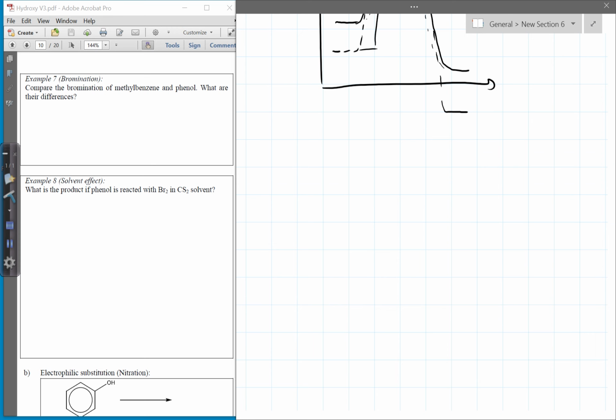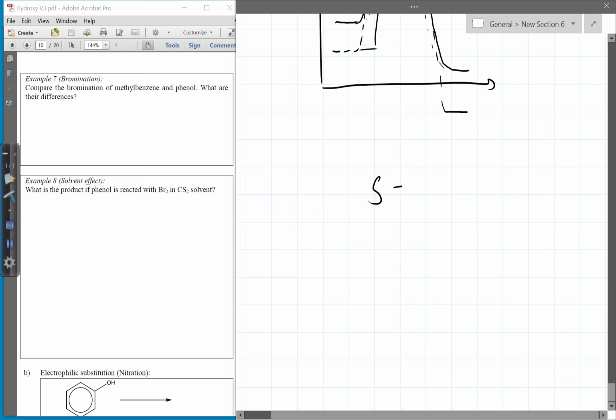So we know that in polar solvent, it will give you the trisubstituted, correct? In non-polar solvent, it will give you the monosubstituted. But for CS2, is it polar or non-polar? CS2 is non-polar, correct? This is the structure of CS2, just like CO2. So CS2 is non-polar. You have learned this in chem bonding, right? So it will give you your monosubstituted product.